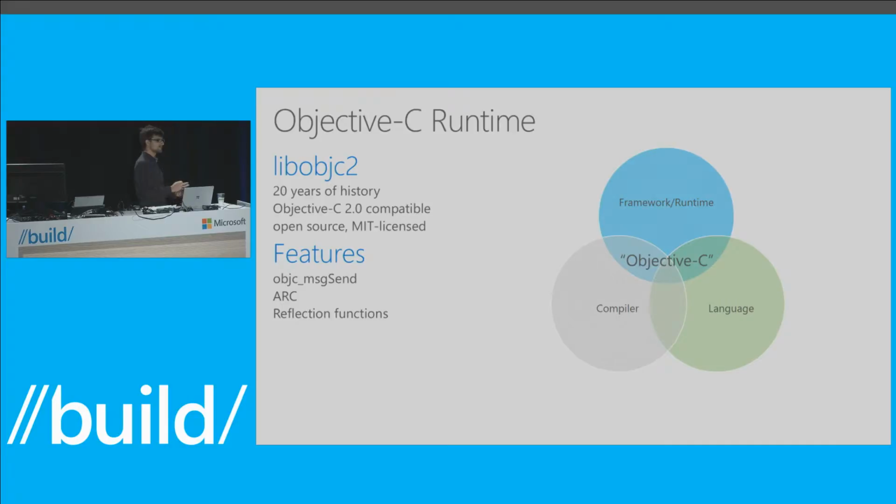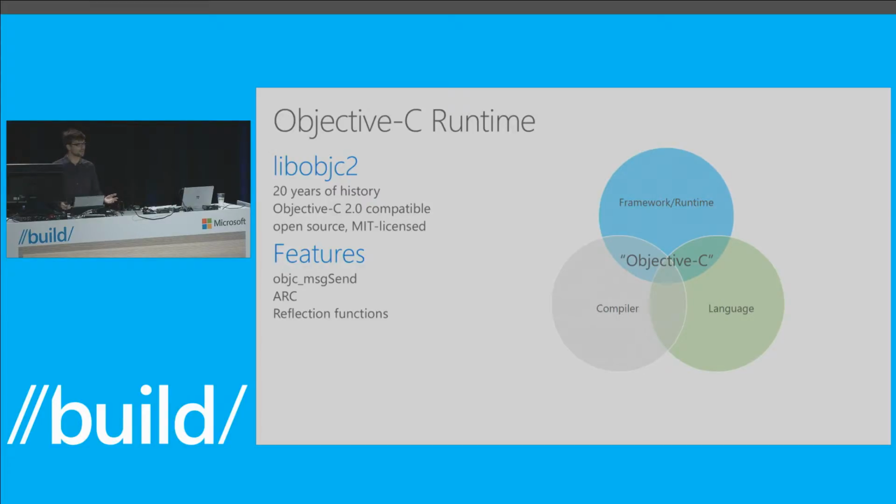You get native message dispatch. It's a tail call straight to the implementation. There's no overhead. You get automatic reference counting. Our compiler, our runtime, they insert the memory management calls so you don't have to. And you get the full host of reflection functions. You can write your crazy object models, inspect objects at runtime. It's all there. Now, all of this comes together to let you reuse more of your code.